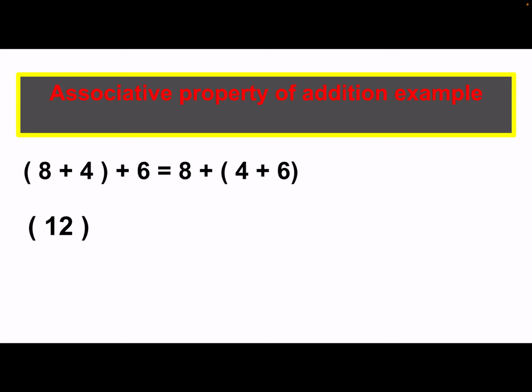If we add 8 plus 4, what is the answer? 12. Then we will add 6. Moving on to the right hand side, 8 plus, what is 4 plus 6? We have to do it fast, right? 10. Now the next step would be 12 plus 6. What is 12 plus 6? It's 18. And then 8 plus 10 is 18.